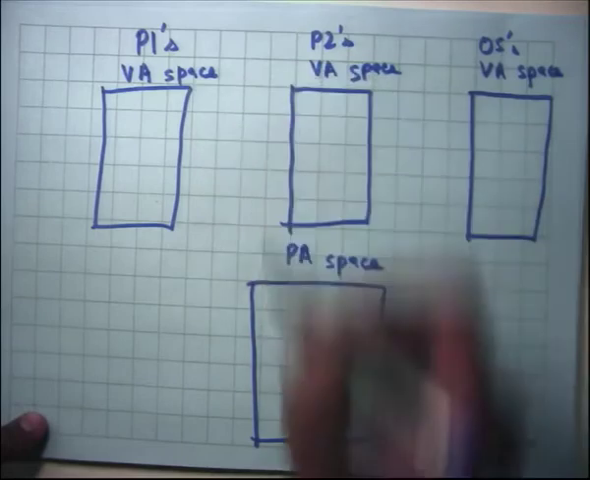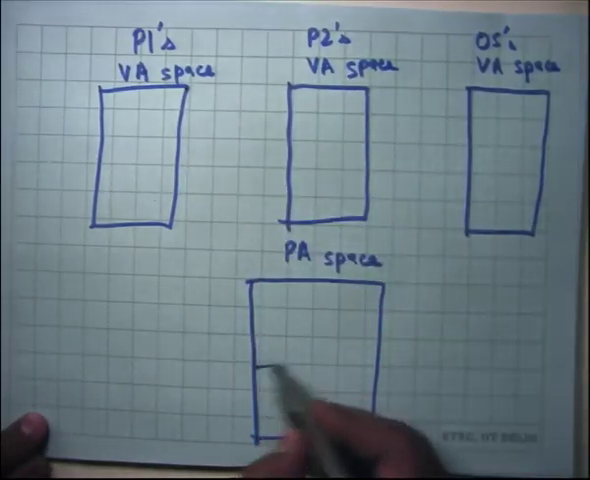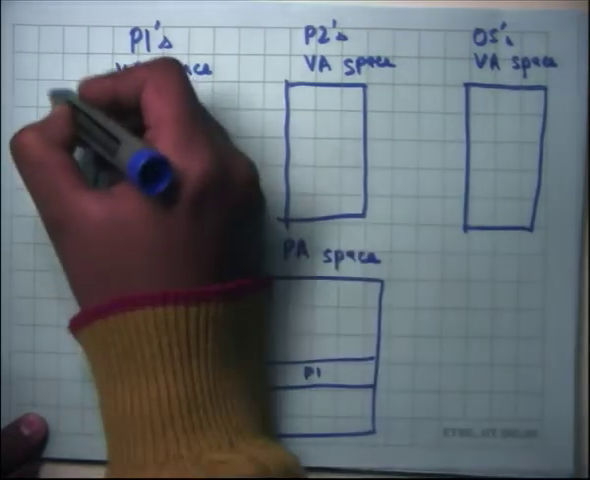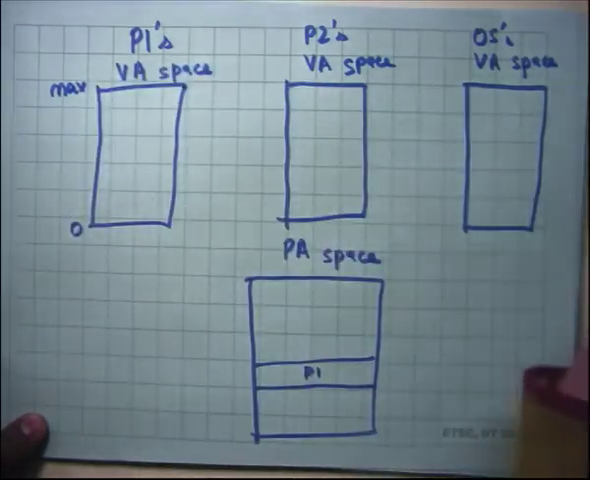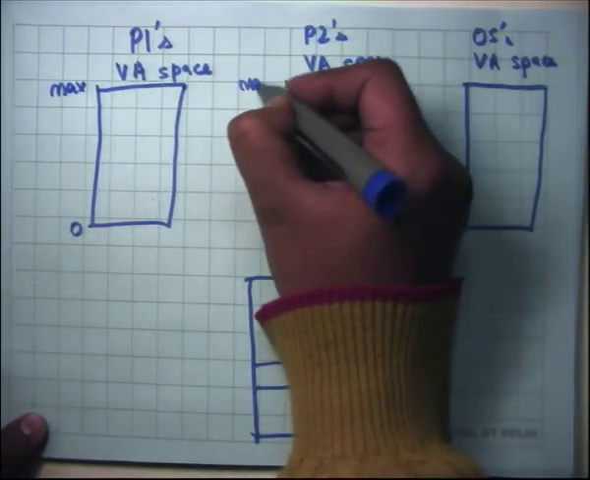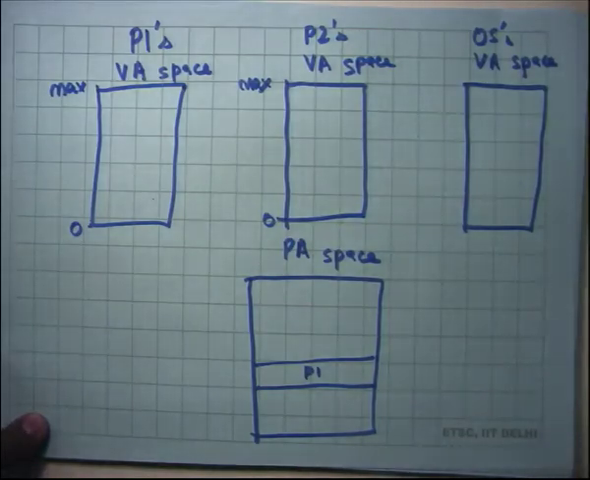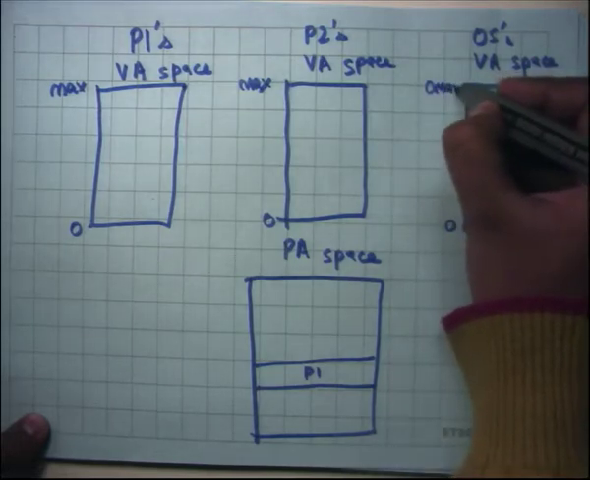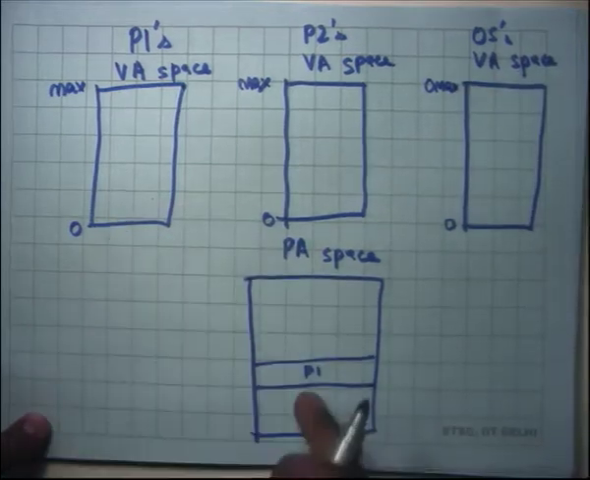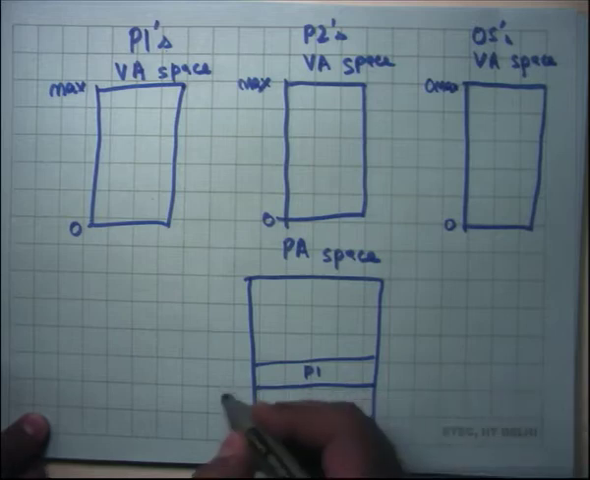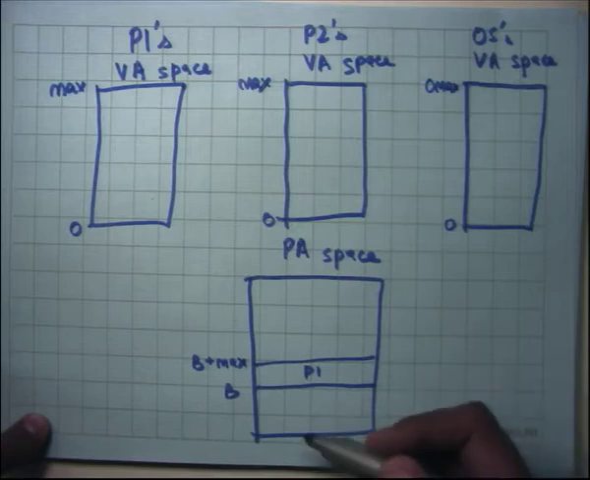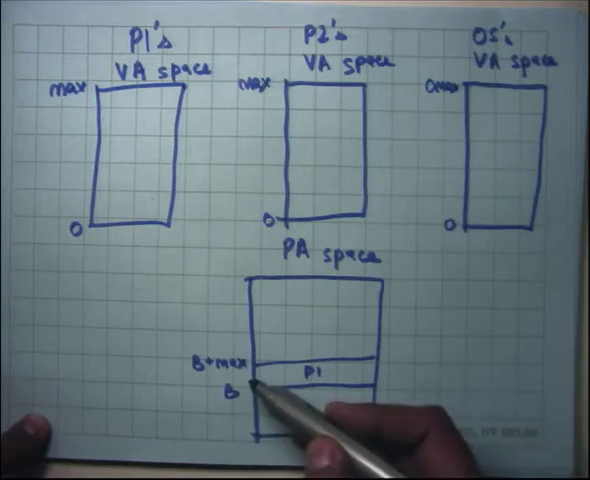So let's say P1's VA space is here. So let's say P1's VA space starts at 0 and goes up to some maximum value max, and let's say all the processes, just for simplicity, have a maximum value of max. That's the maximum address space a process can have, and let's say the OS also has 0 to some OS max, right. So then the OS can decide to place P1 anywhere it likes. For example, it starts at B, and so what does it set its base and limit to? It sets the base to B and limit to max, right.